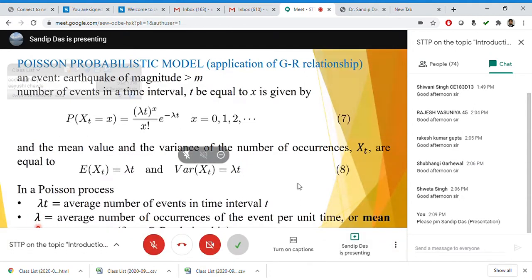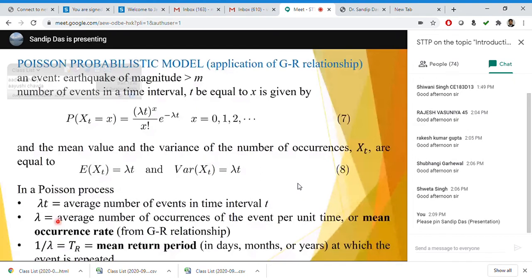Now the main two things that I want to highlight here: this lambda, or lambda m for that magnitude m, is called the average number of occurrences of the event per unit time. Generally these are in terms of years, or mean occurrence rate, from the GR relationship. And 1 by lambda we denote by T_R, and that is basically the mean return period, in days, months or years. Unless the earthquakes are too frequent, that is, very small, you will not find these numbers in terms of days or months, usually in terms of years. So this is the mean return period, 1 by lambda, at which the event is repeated.